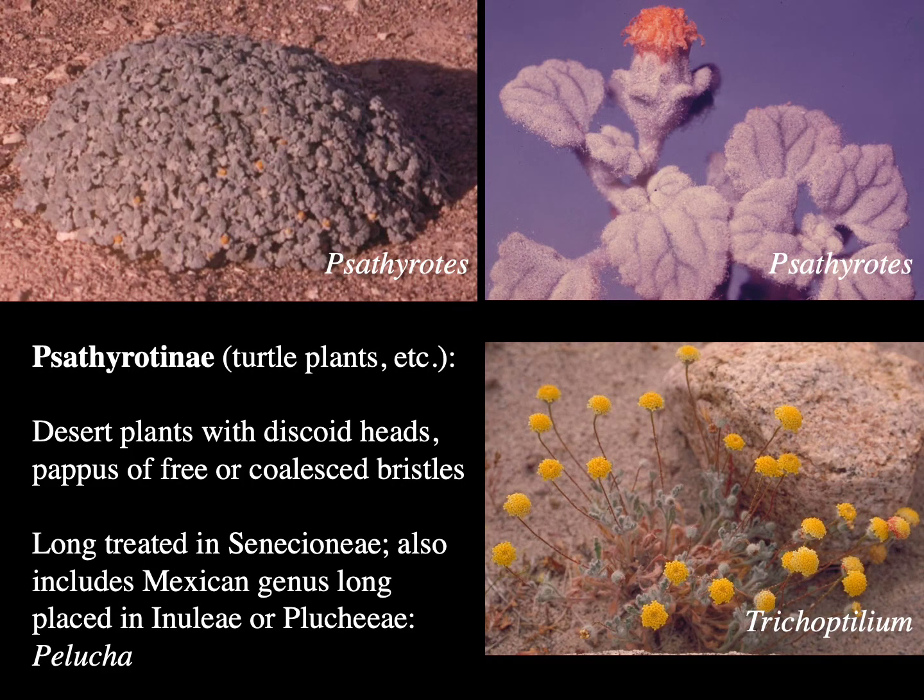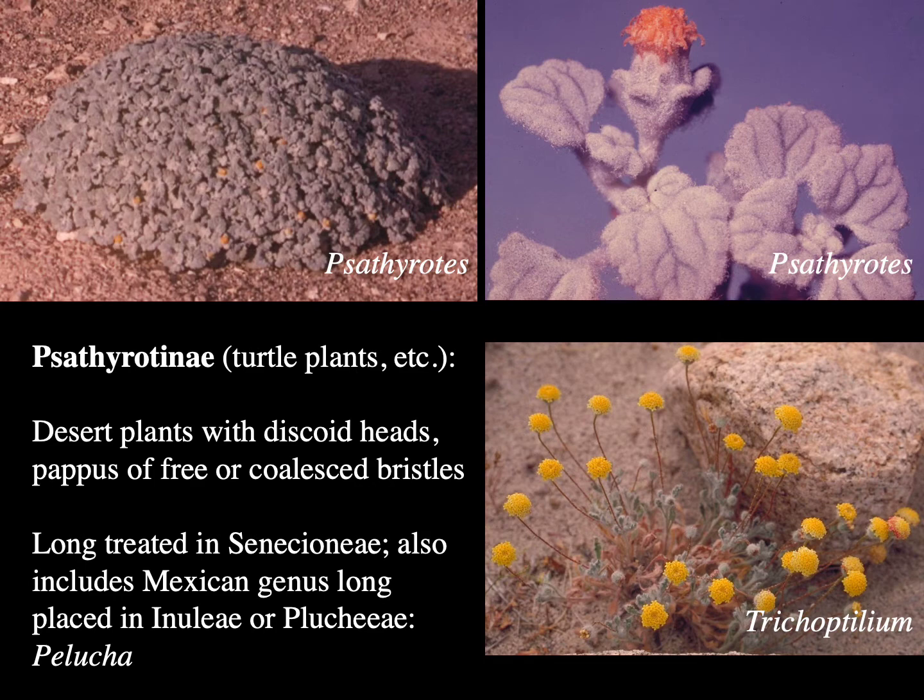Also in the desert southwest are the Saphorotinae, and this is a subtribe we erected for the so-called turtle plants. You can see why they're called that in the photo of Saphores there in the upper left. From a distance in the desert, the mound-like growth form of Saphores can be mistaken for a tortoise shell.